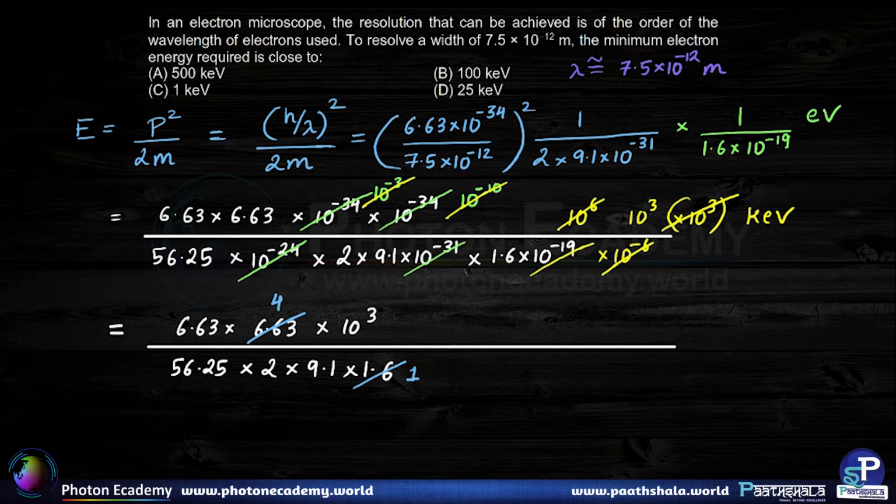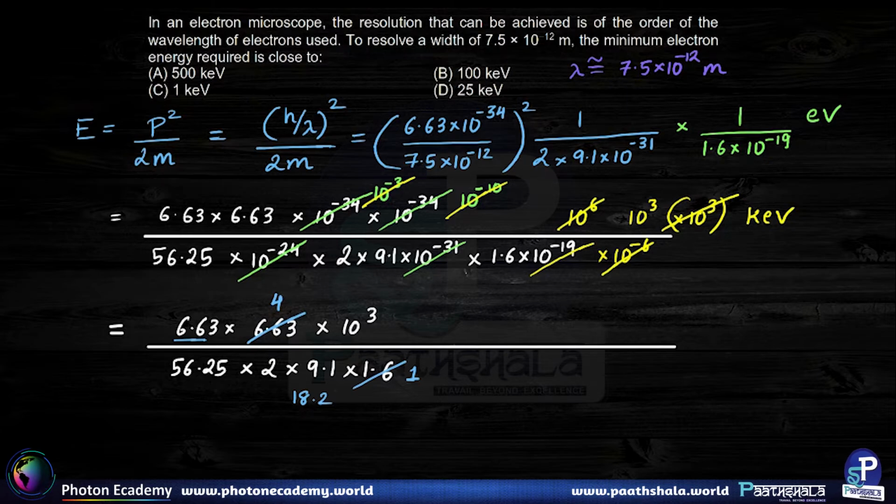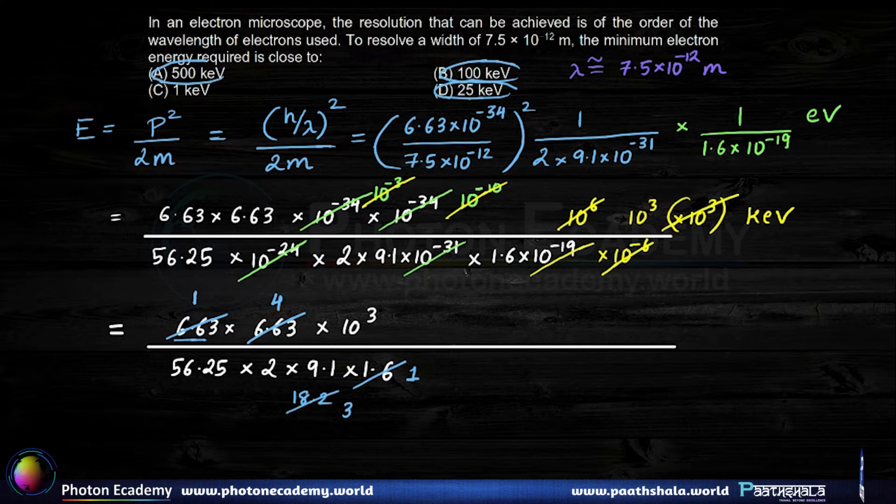Now let us understand that 2 into 9.1 is 18.2, and 6.63 into 3 is, let's say, 19.9. I can approximately write this ratio as 1 upon 3, because you understand that these options A, B, C, D are pretty far apart, they are not very close. So this order of approximation should work. So let us see what we get. So this is 4 by 3, and this thing is now gone.